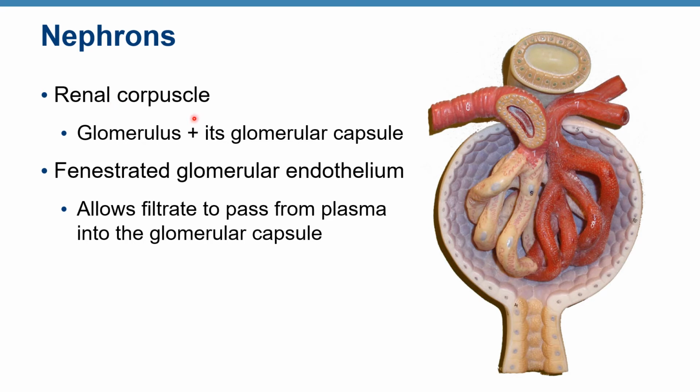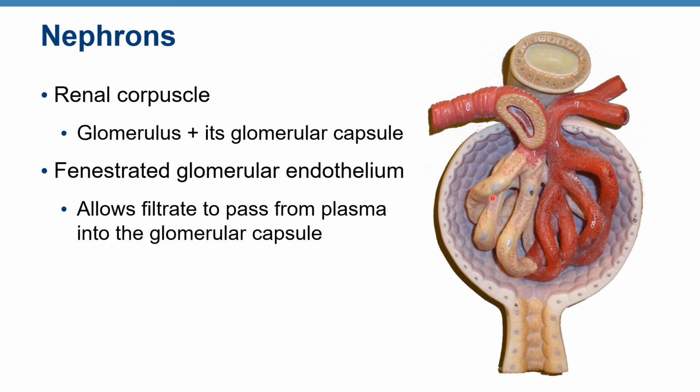So here, renal corpuscle, we already talked about it. Renal corpuscle is glomerulus and its glomerular capsule, right? Here's our arteriole. It's called afferent arteriole. So the blood is moving in, and then it's branching into these capillaries. This arteriole branches into capillaries. These capillaries inside are called glomerulus, and it's surrounded by its own capsule that is called glomerular capsule. So together they make renal corpuscle.